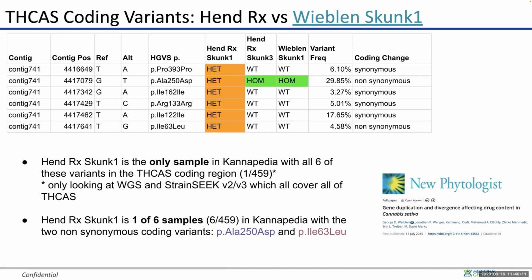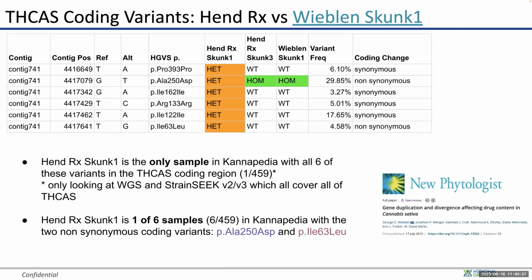Okay. But the other base substitutions that are in that same gene, oh no, they're both wild type. Okay. So the Hendrix skunk 3 resembles the Weeblen skunk 1. The Hendrix skunk 1 looks different. It has these 6 heterozygous variants, and neither of them match what's in the Weeblen or the number 3.